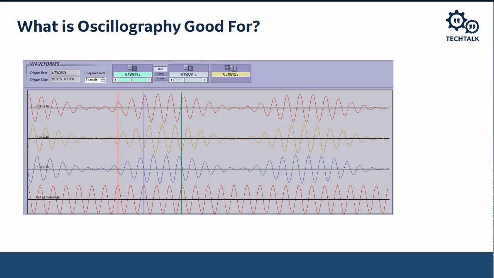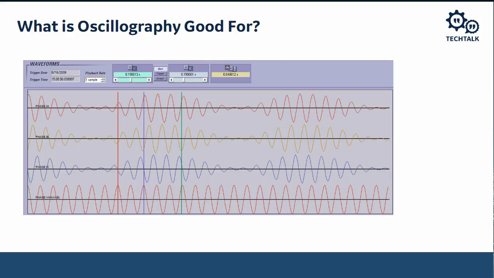If we look at this diagram here, we can see that this is a reciprocating load. This is actually a reciprocating compressor, the motor that's driving that compressor. The top three waveforms there are the currents. The bottom waveform is the voltage. The actual oscillography record should be the raw data that's captured from the relay, and that's what we're seeing here.